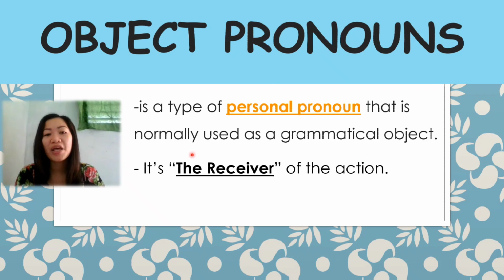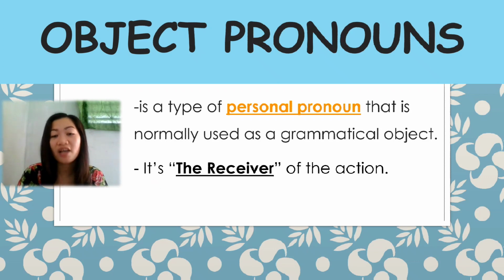Object means the receiver of the action. Again, the receiver of the action. Last time we talked about the subject pronouns. Subject pronouns are the doer of the action. But when we say object, meaning they are the receiver of the action.